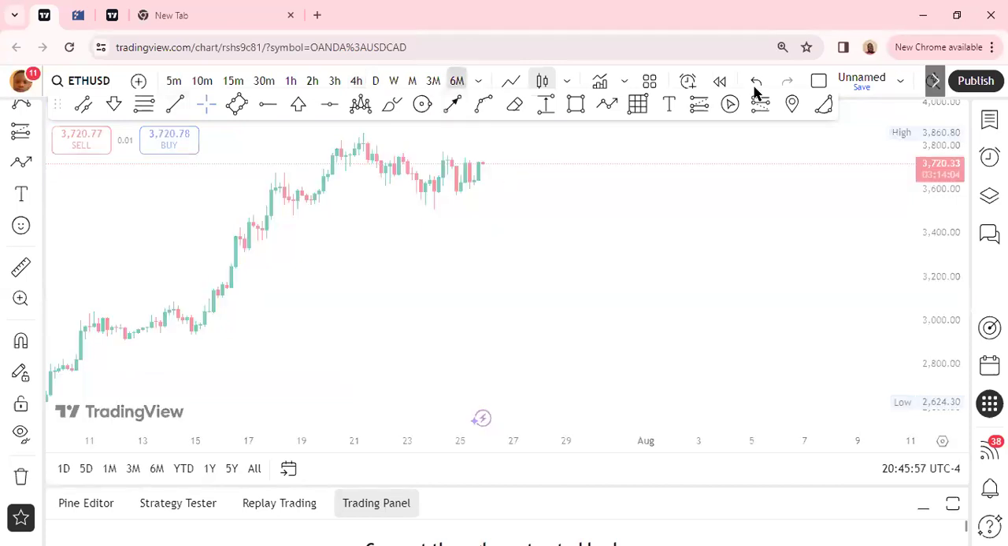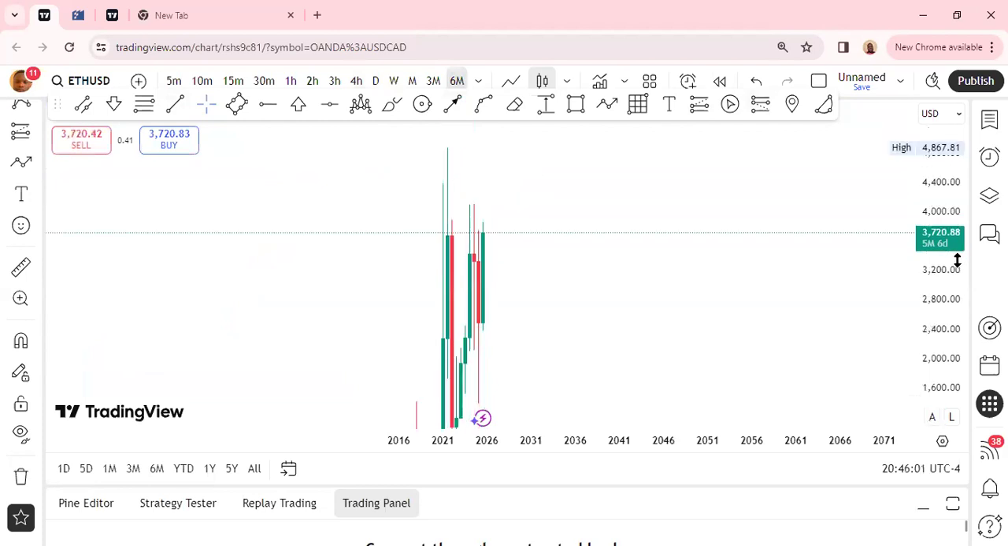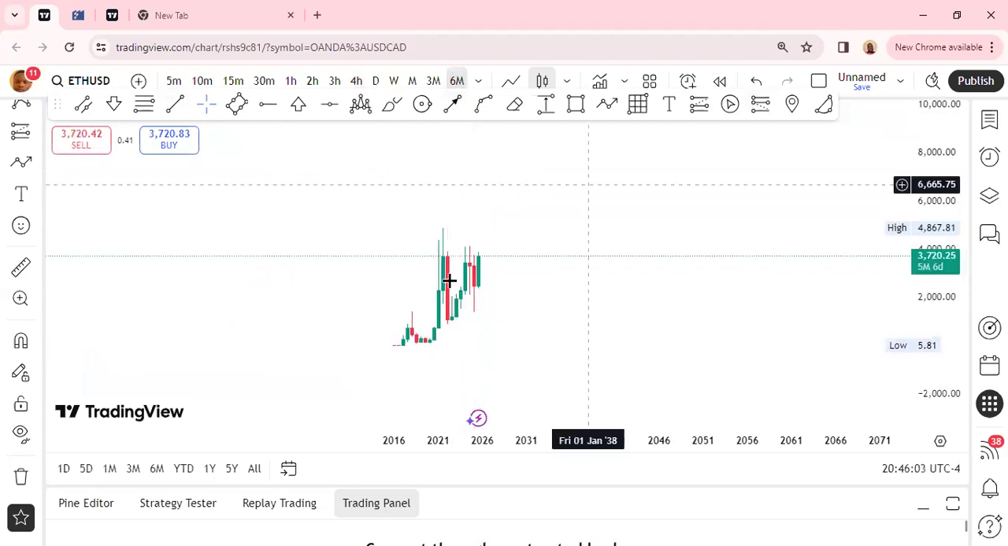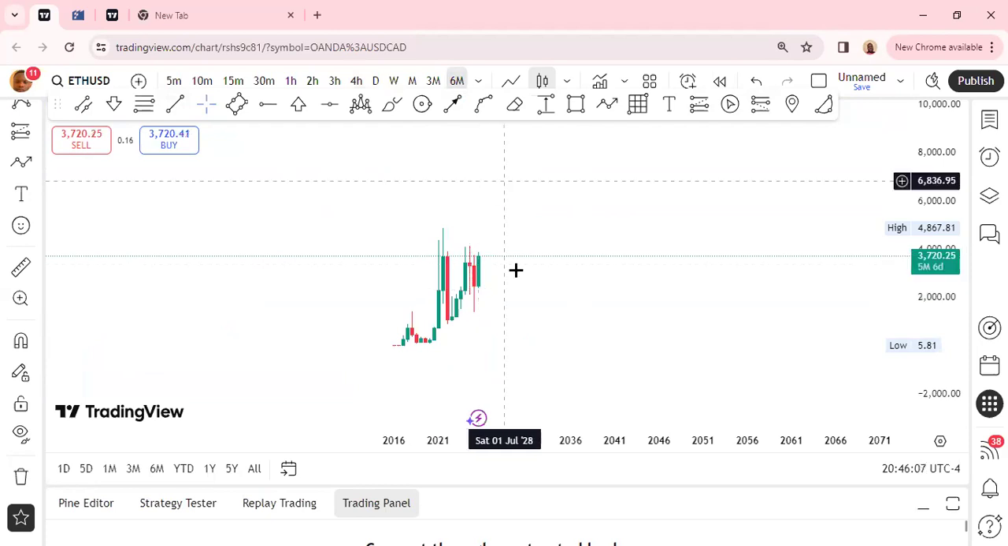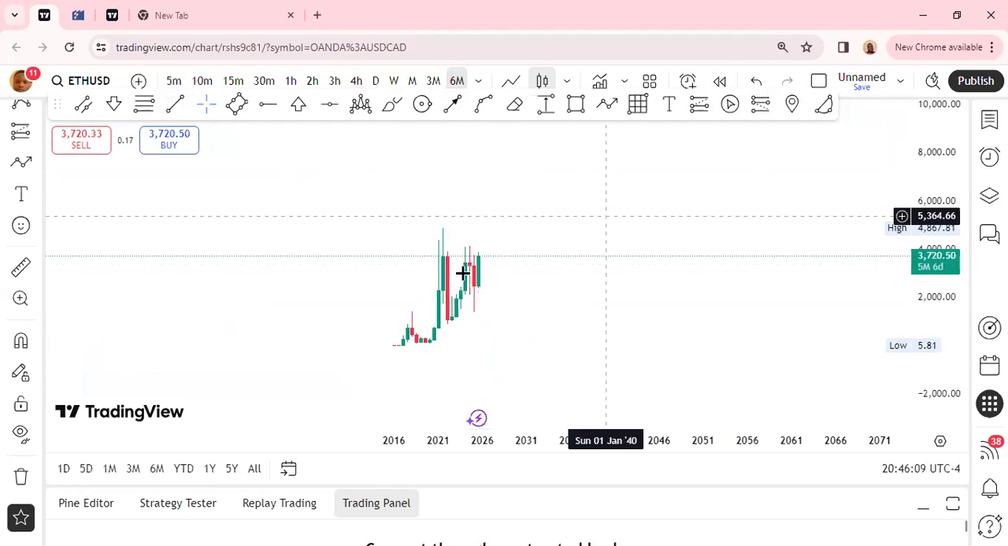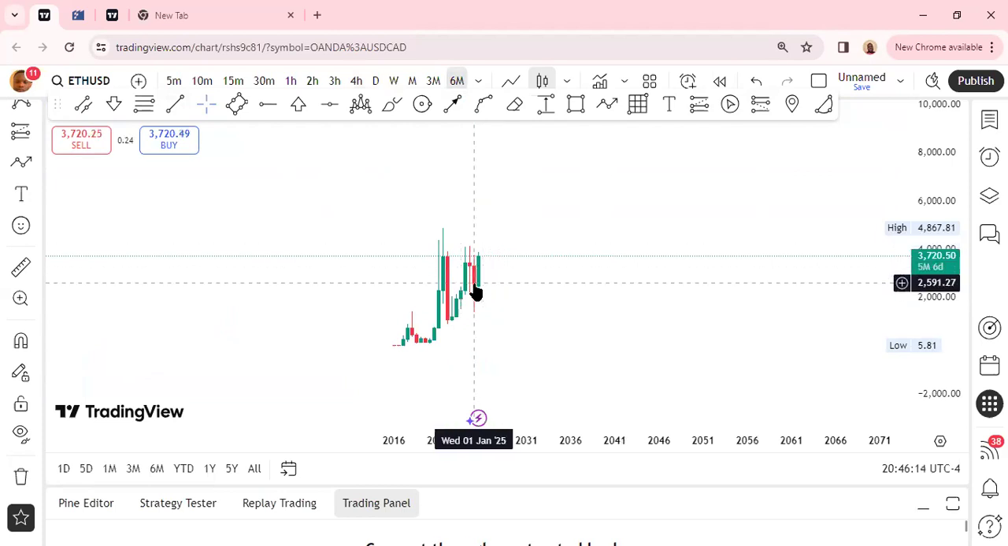Now, first things first, I just like my analysis from the highest of time frames to give me more clarity. So Ethereum is definitely rallying to the upside, right? And then the 6 month candle closed about here.